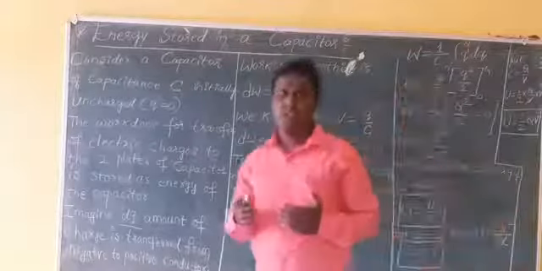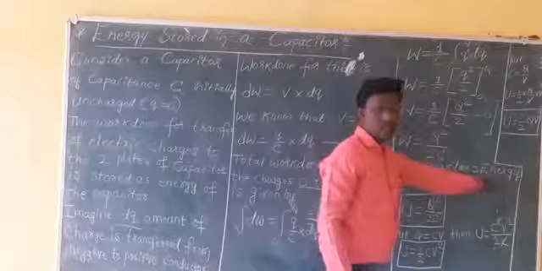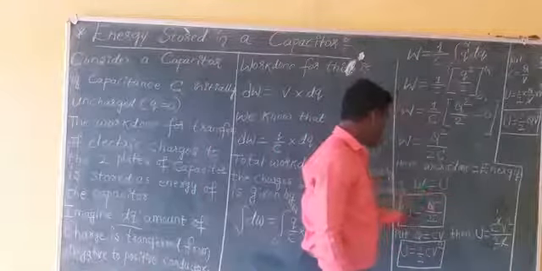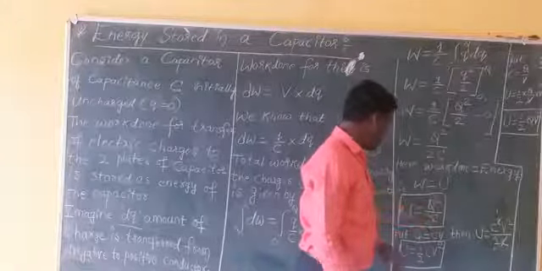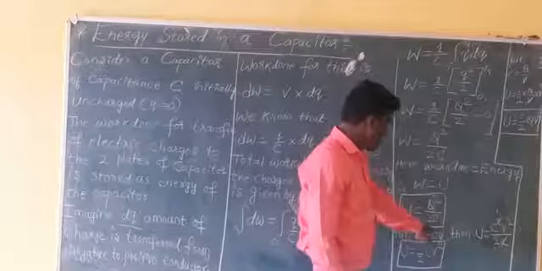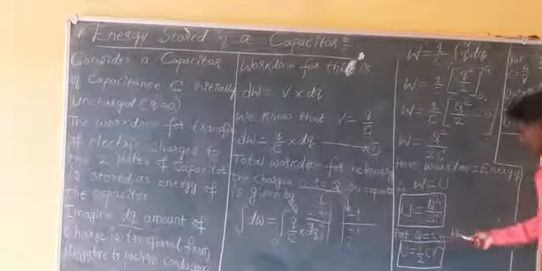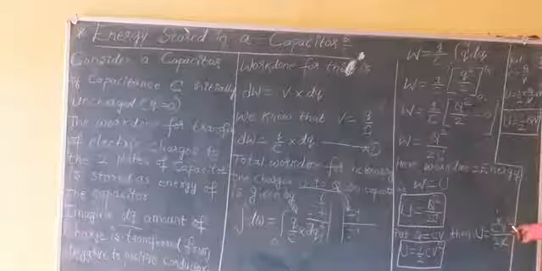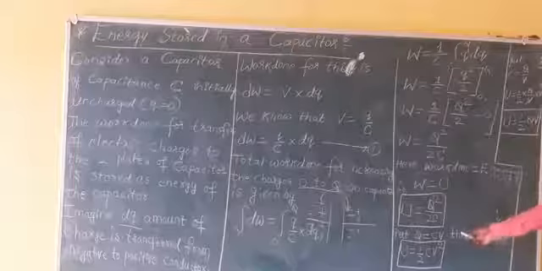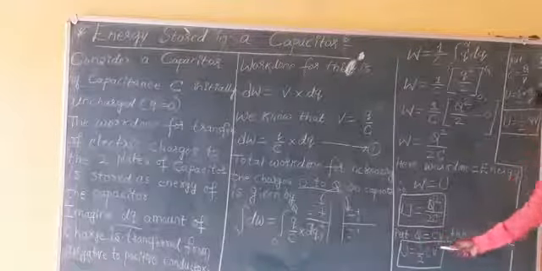As I told you, this work done is stored as energy of the capacitor. W equals U, so U equals Q square by 2C. Put Q equals CV. Then U equals C square V square by 2C. C cancels, so the energy stored is U equals 1 by 2 CV square.